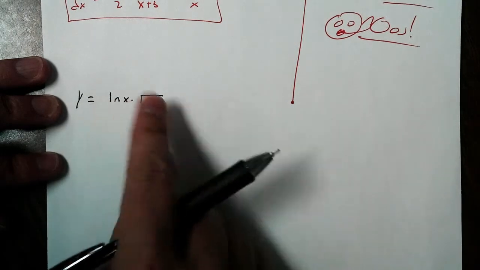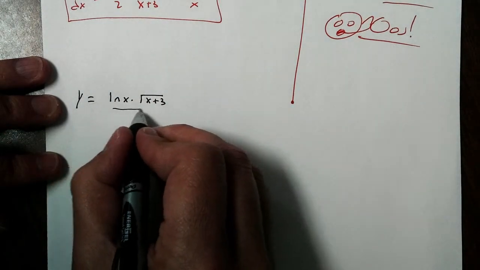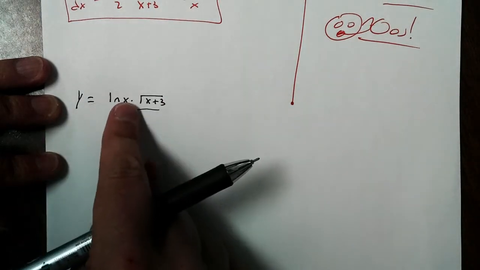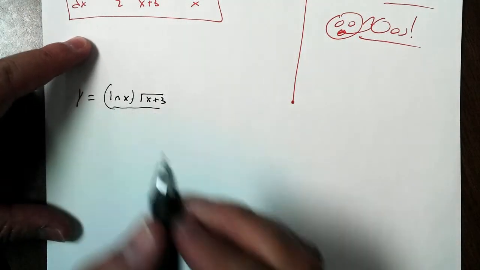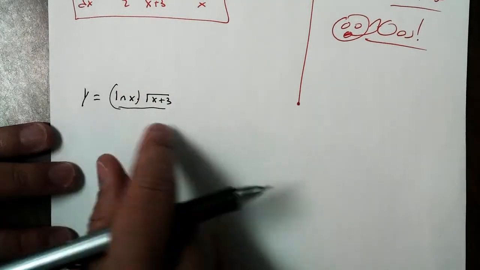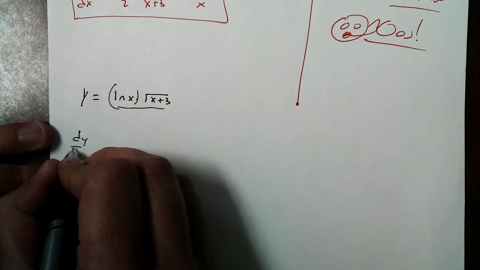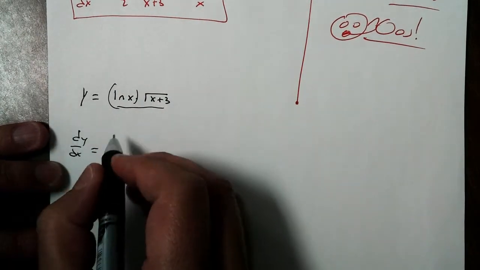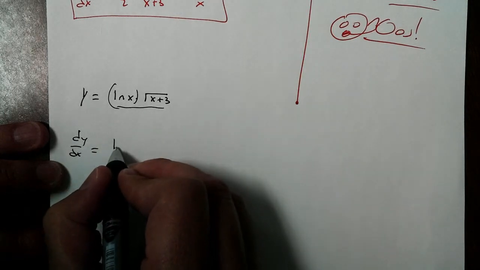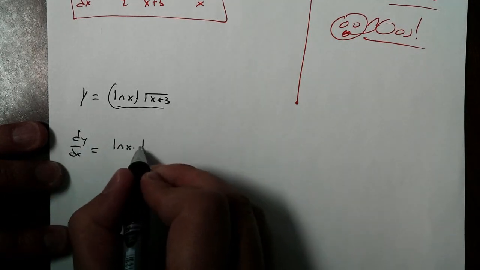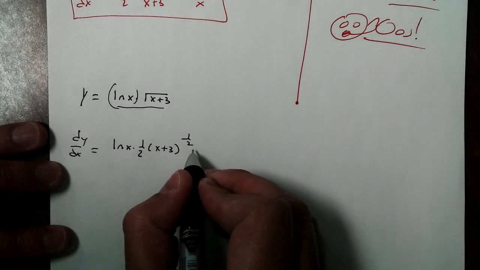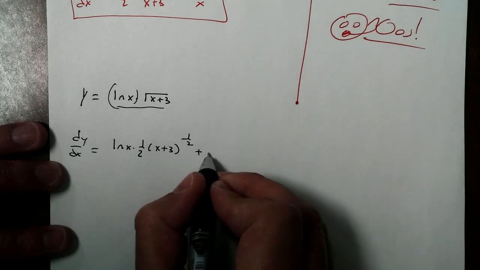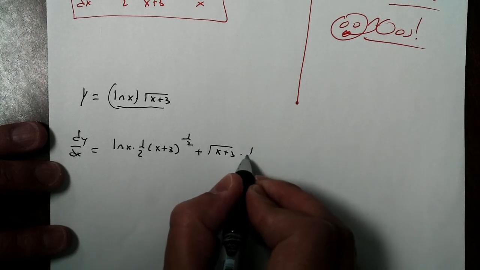So for something like this, it's just my product rule. We can't expand it, so make it look like this. This is going to be our product rule. So dy/dx would equal the first times the derivative of the second, which is negative 1/2, plus the second, the square root of x plus 3, times 1 over x.